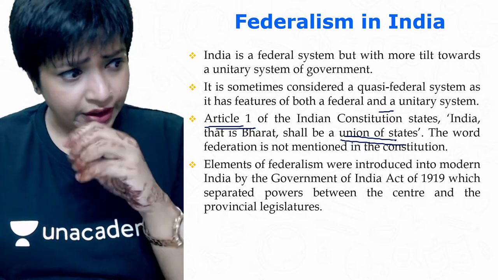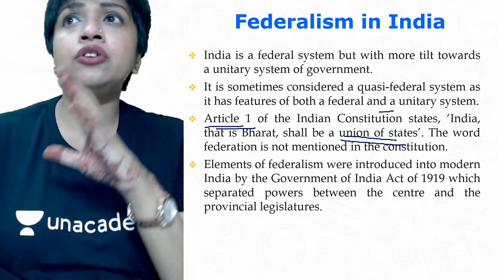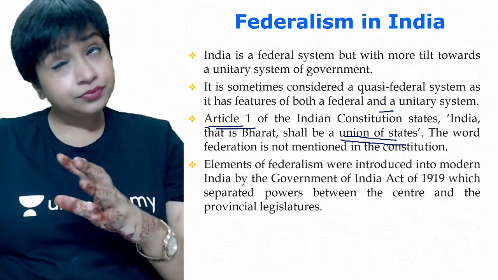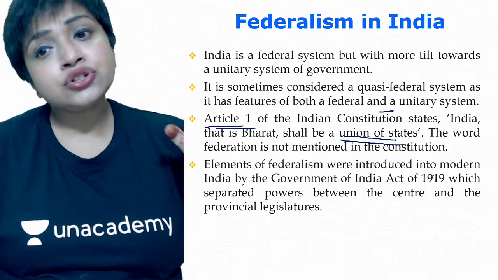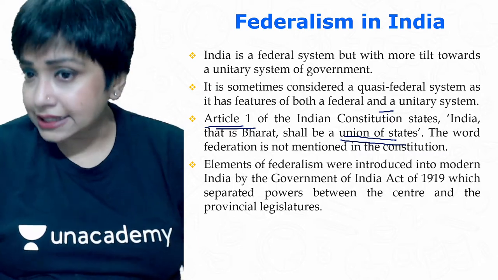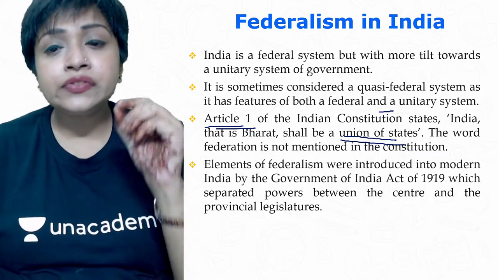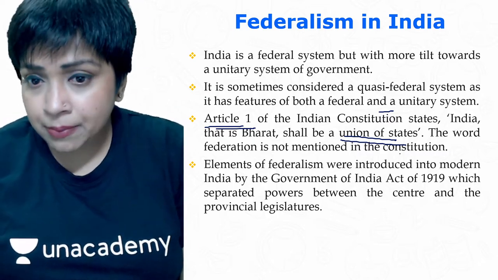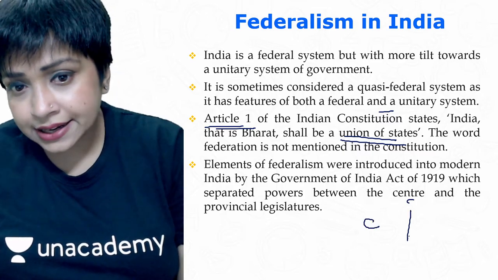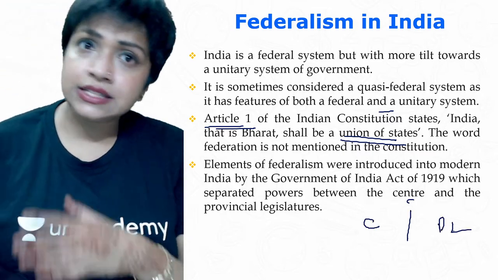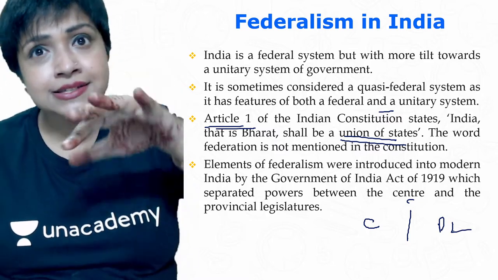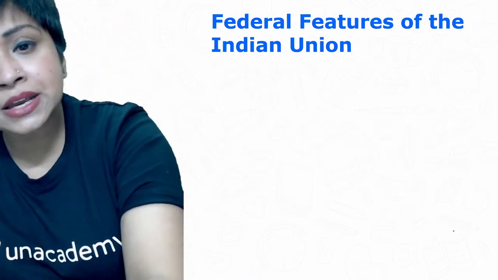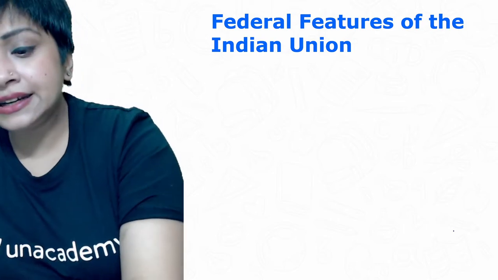Now, when we talk about the history of the Indian constitution or the Indian parliamentary setup, we trace it back to an act of 1919. This was the first time that power was divided between the center and the provincial legislative assemblies. This was under British rule, but this division of power has always had a presence in India throughout.